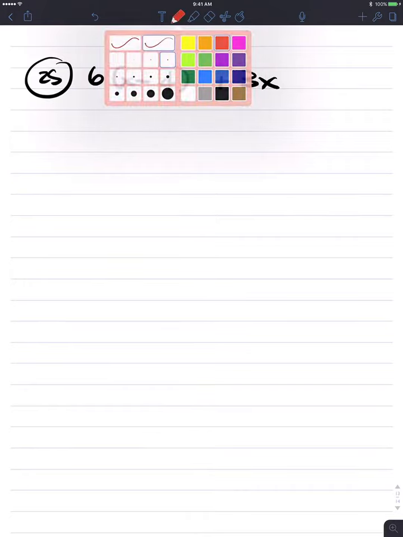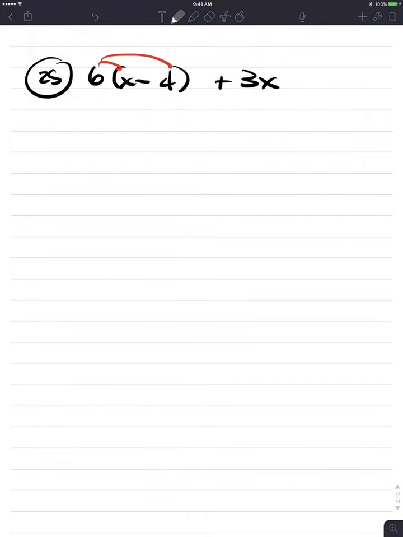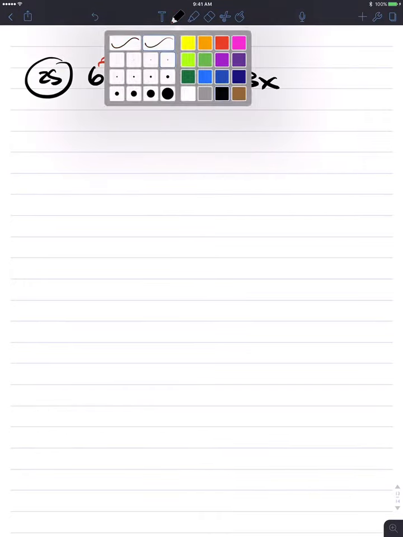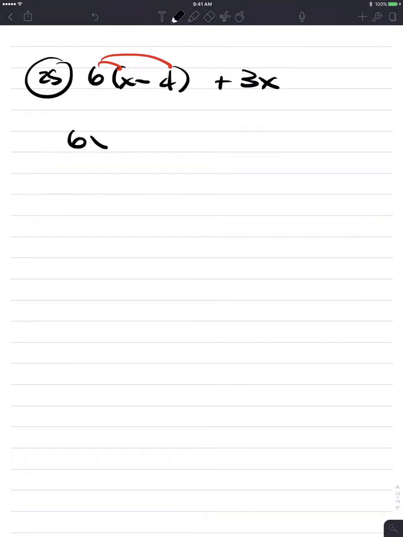Number 25. In this problem, we only have one set of parentheses to use the distributive property with. 6 times x is 6x. 6 times a negative 4 is negative 24. Don't forget to bring down your 3x.